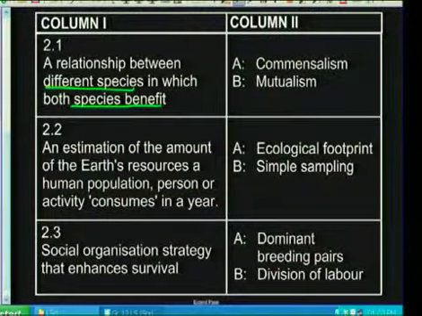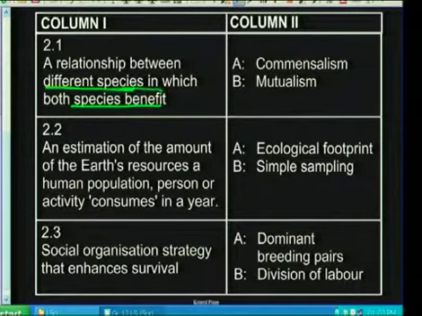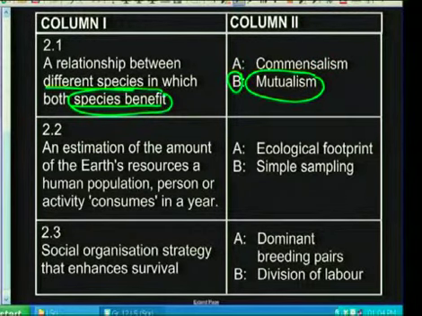So let's see which is the most obvious answer for this. A relationship between different species in which both species benefit would be a mutualistic relationship, and the answer for this would be B only. So you are expected to write B only. Let's look at the next question.